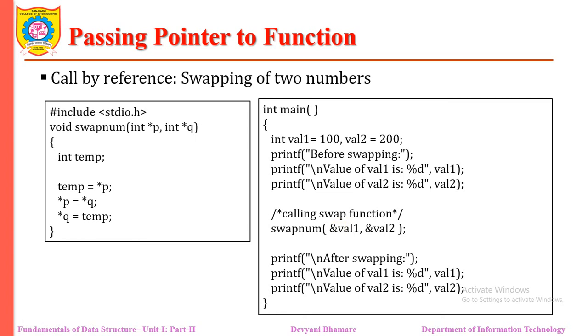We can pass values to a function in two ways: call by value and call by reference. In call by value, we are passing the actual values, but whatever changes are made in that function definition are limited to that function. But if the values are passed by reference, then whatever changes are made in that particular function definition will be reflected in our calling function.